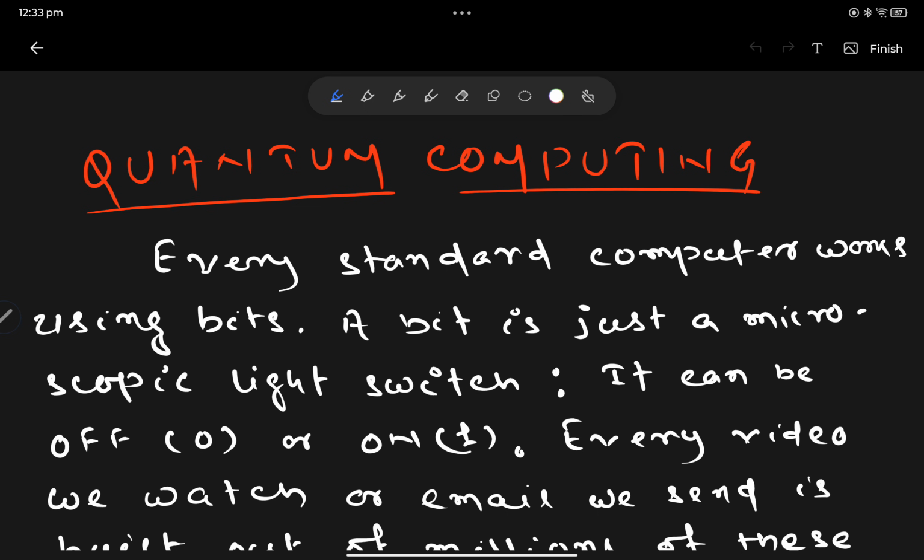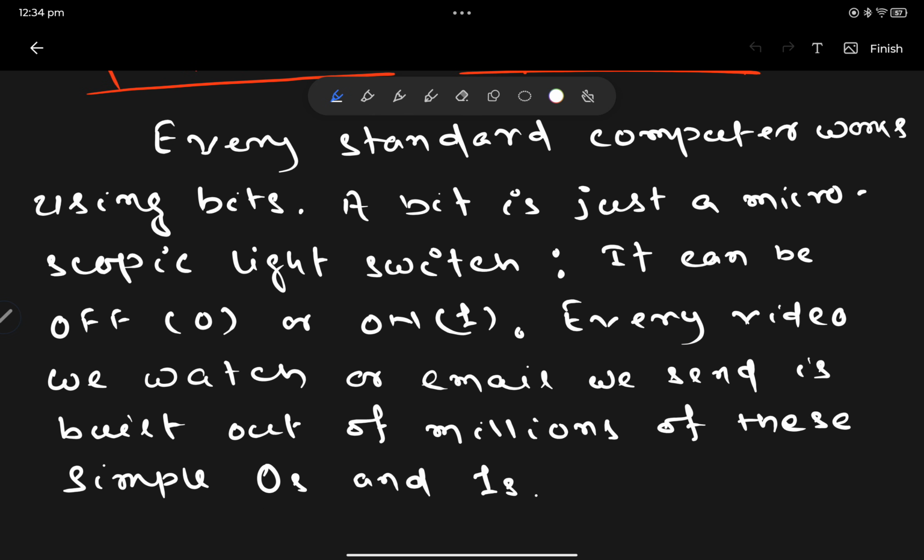Quantum computing is unlike standard computational work, which uses qubits. Your classical or normal day-to-day computers use bits, and quantum computers use qubits. This is the first basic difference. So what is a bit? A bit is just like an on or off switch. It will either be on or off. A bit is just a microscopic light switch. It can be off or on.